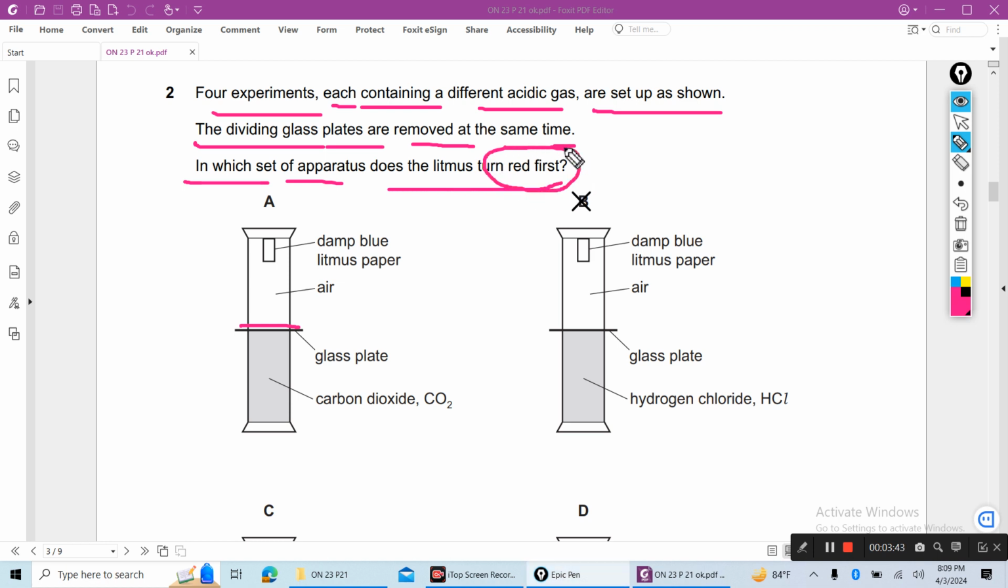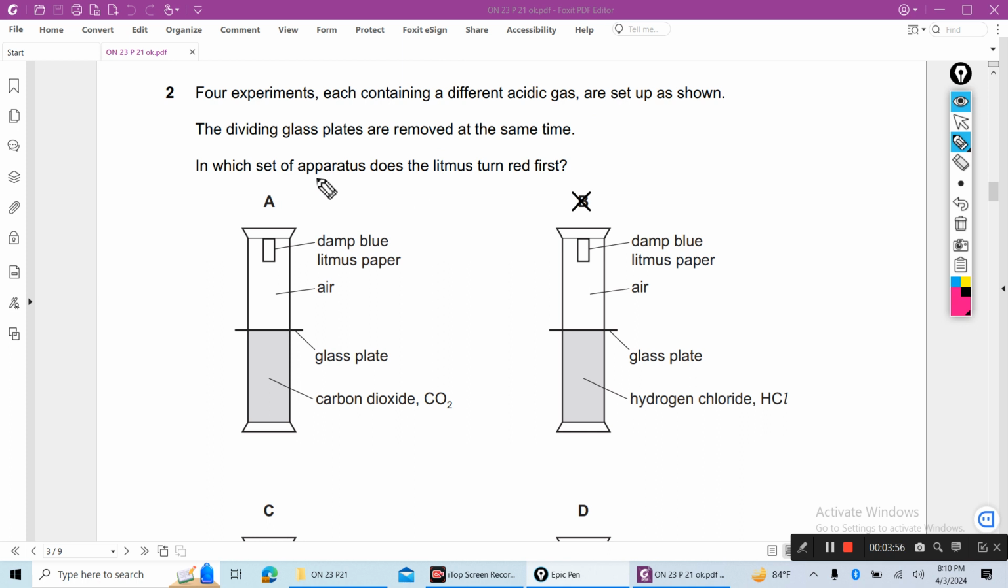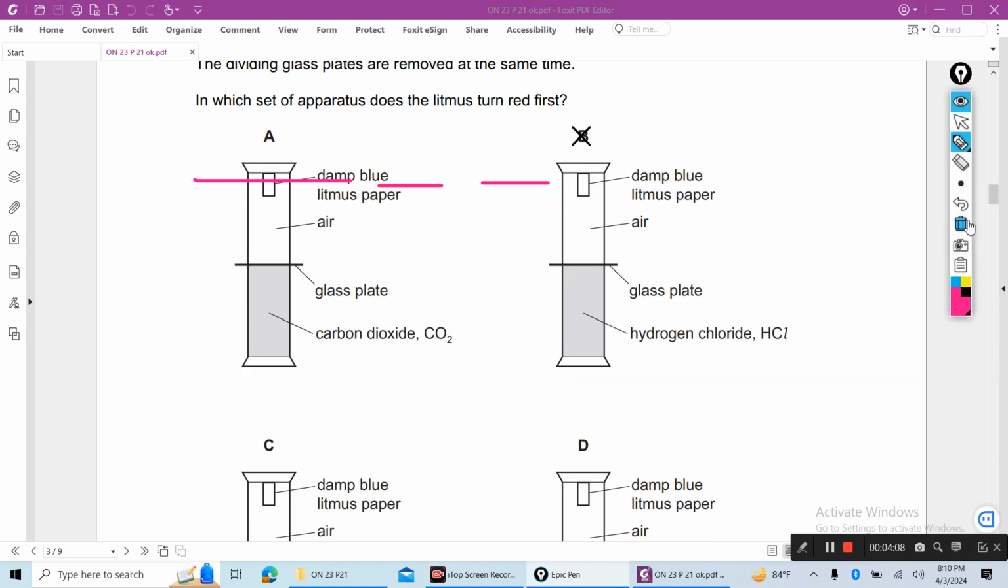All are acidic gases, and you know acidic gas turns blue litmus paper to red, but the question is asking which set of apparatus turns the litmus red first. And you see this is the answer B, hydrogen chloride gas. So it will turn blue litmus paper to red most quickly.